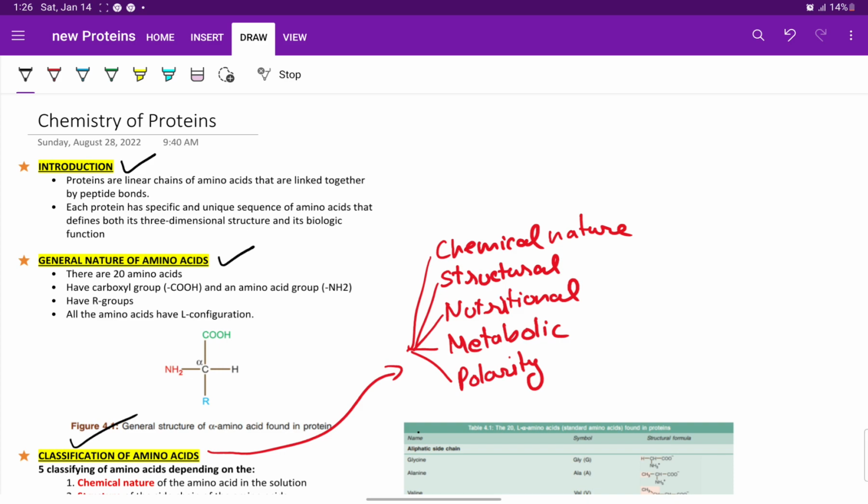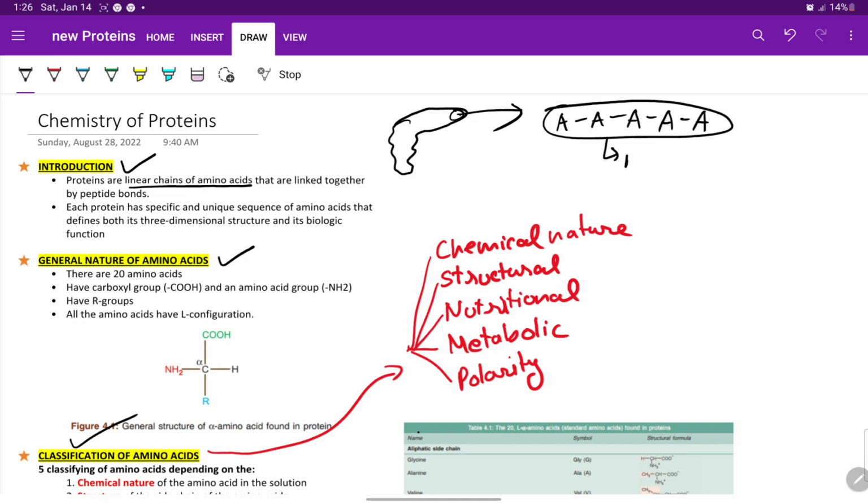So proteins are linear chains of amino acids. You know what a protein is? A protein is like this or something. If you zoom into it, you would see amino acids arranged in a chain formation, and this formation is called a protein. Proteins are linear chains of amino acids linked together by peptide bonds. One peptide bond links two amino acids.